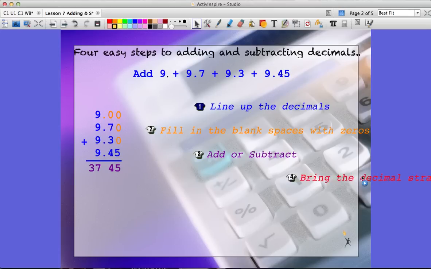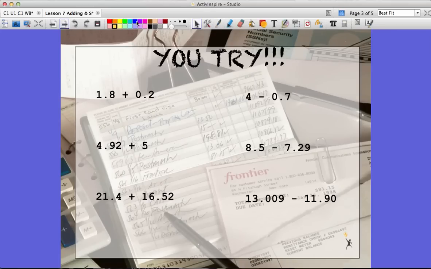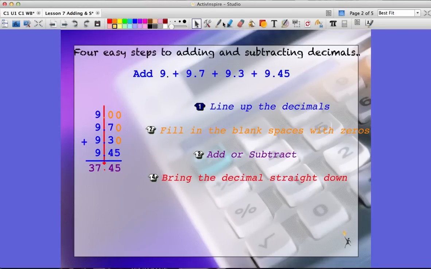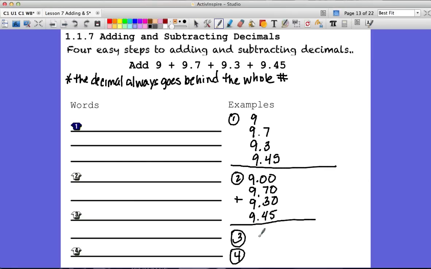And the last thing we're going to do is bring the decimal straight down. So see how all these decimals line up? We bring that decimal straight down and place it into our answer. So in here you can do the addition. So 5, 4, carry the 1, 37, and then I would just show that you bring the decimal straight down.